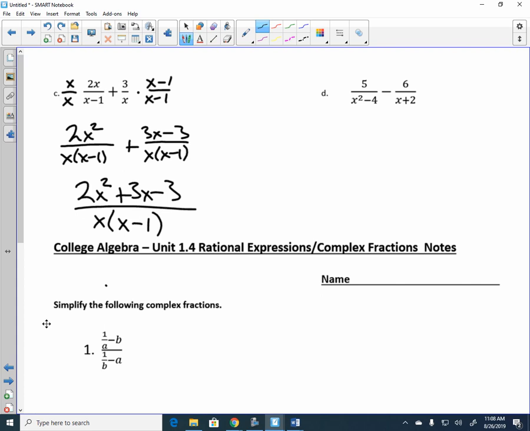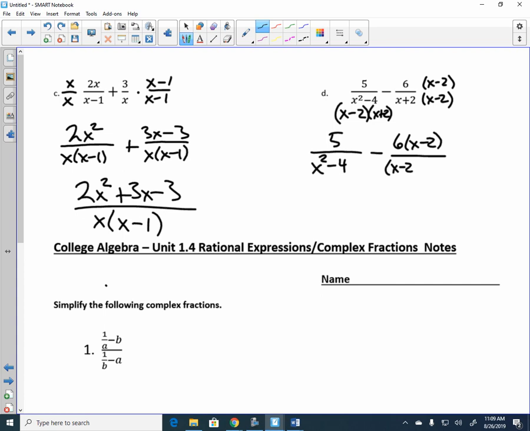Last one. What do I do to get common denominators? Good. So you look at the x squared minus 4. You recognize you have an x minus 2 times x plus 2. And so that tells me that instead of multiplying the top and bottom by x squared minus 4, I just multiply the top and bottom by x minus 2. And that's nice. It saves a lot of work for myself. So I have 5 over x squared minus 4 minus 6 times x minus 2 over x minus 2 times x plus 2.